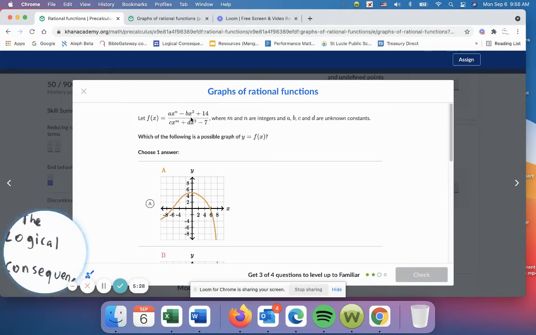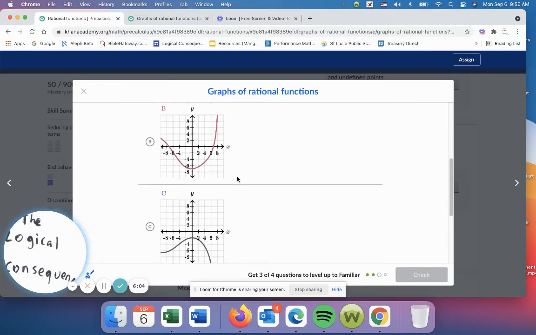If you plug in 0 into each one of these functions, basically you're doing f of 0. All that's going to cancel. A times 0 to the who cares minus b times 0 squared, that's going to be 0. So on the bottom, you're going to have 0. So if I plug in 0 for this function, my output is going to be 14 over negative 7, which is negative 2. So I know that this function will cross the y-axis at negative 2 because of 14 divided by negative 7. So now I'm going to go to negative 2.